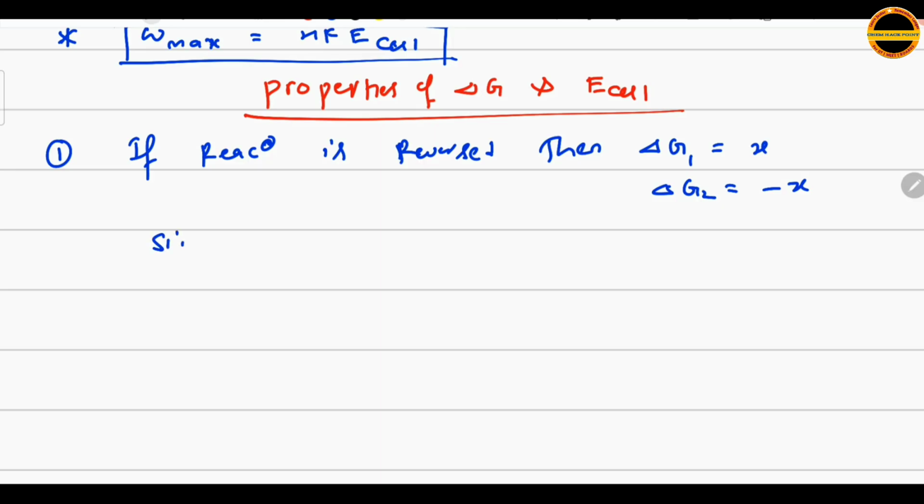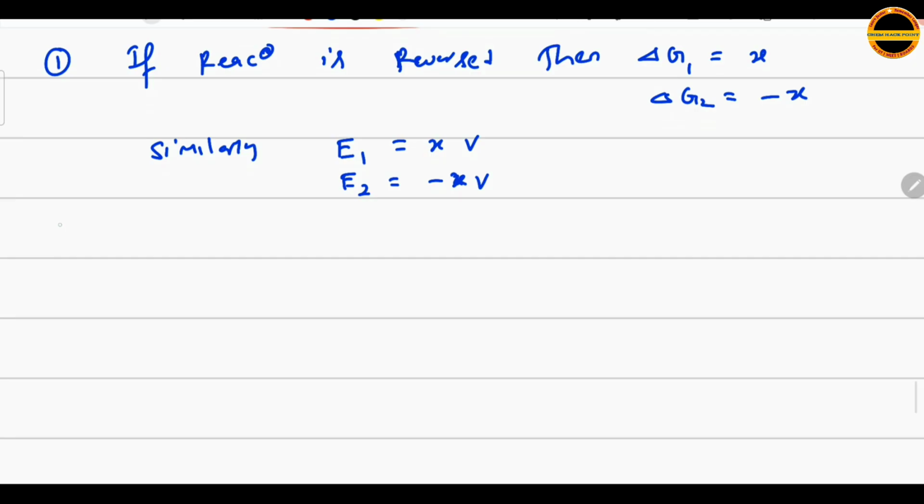Similarly, if E1 is X before reversing the reaction, after reversing the reaction it becomes minus X volts.